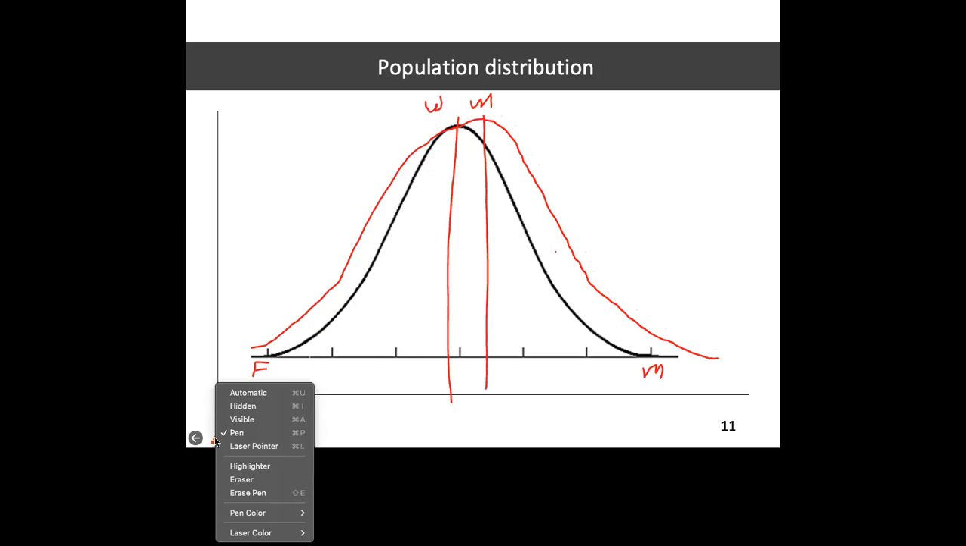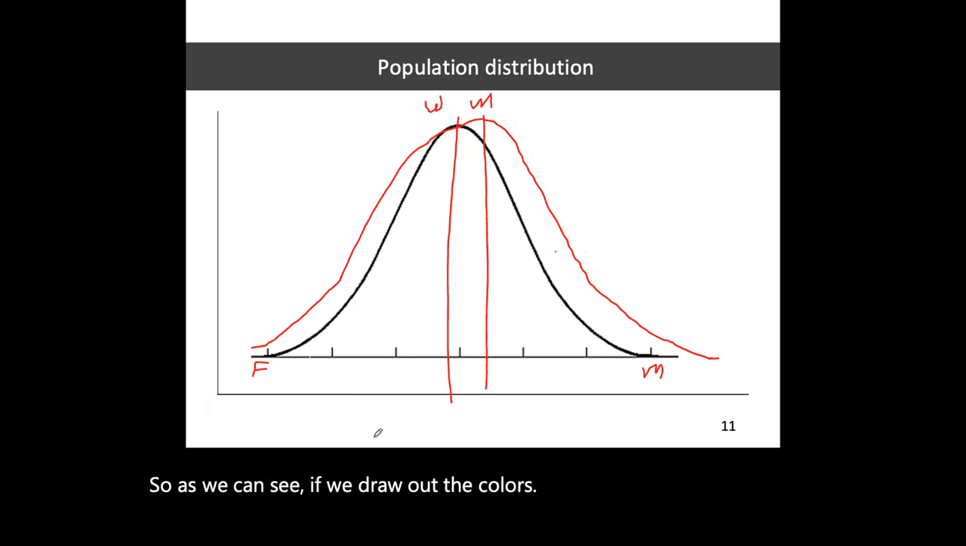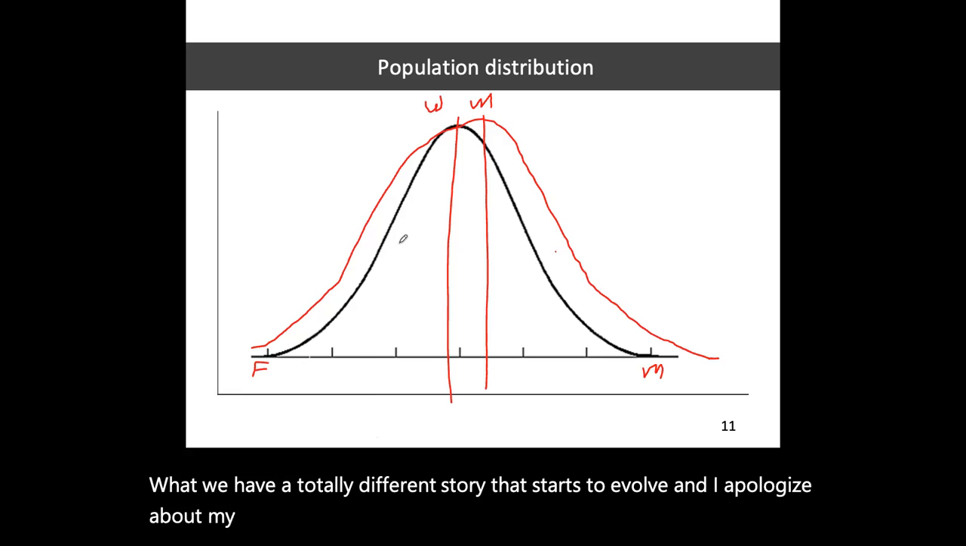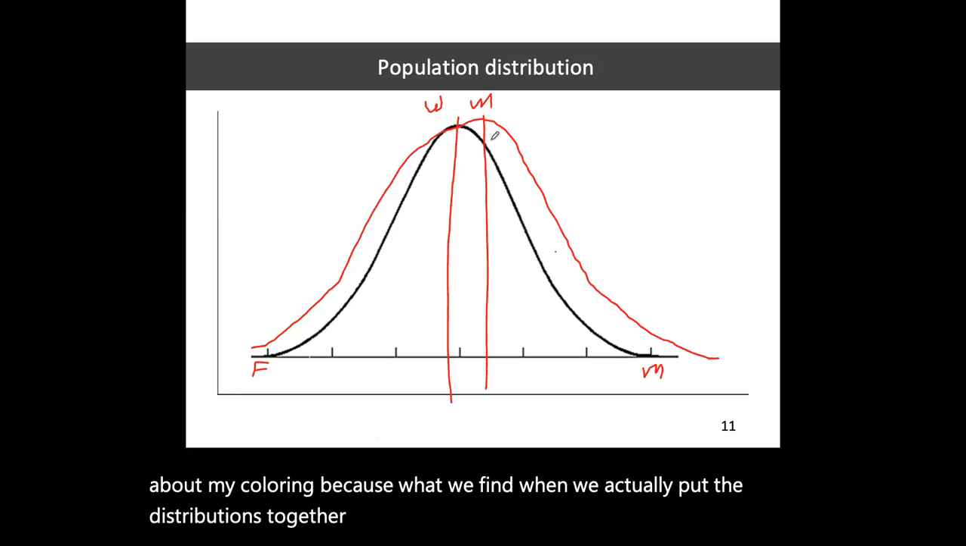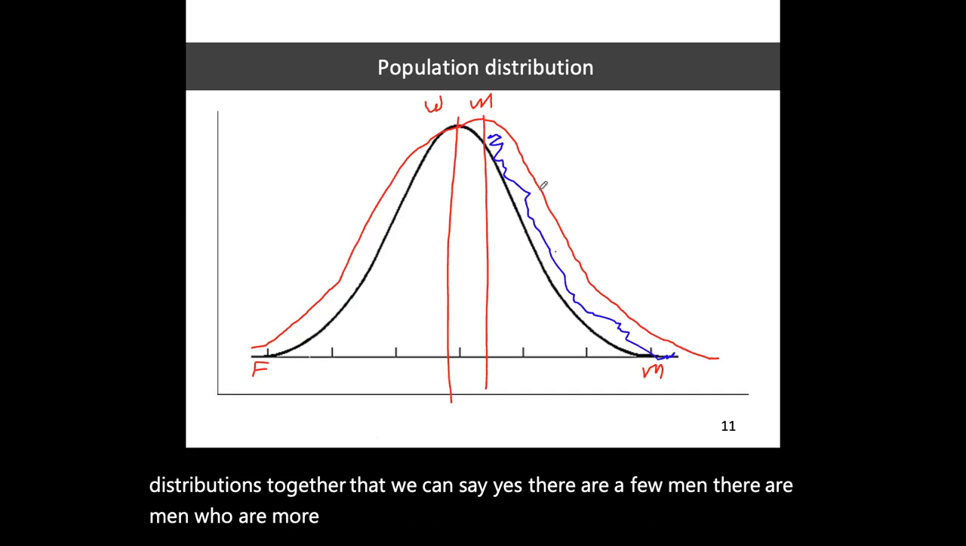So as we can see, if we draw out the colors, we have a totally different story that starts to evolve. And I apologize about my coloring, because what we find when we actually put the distributions together is that we can say, yes, there are a few men who are more masculine than women.